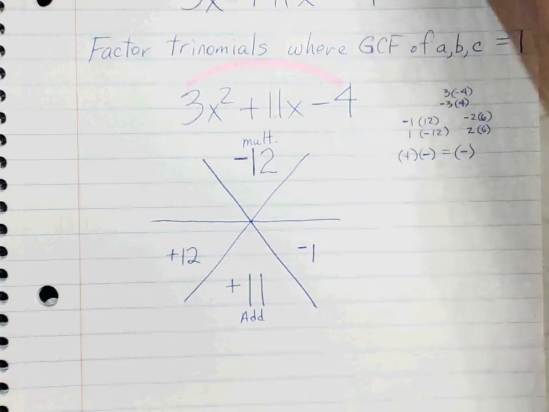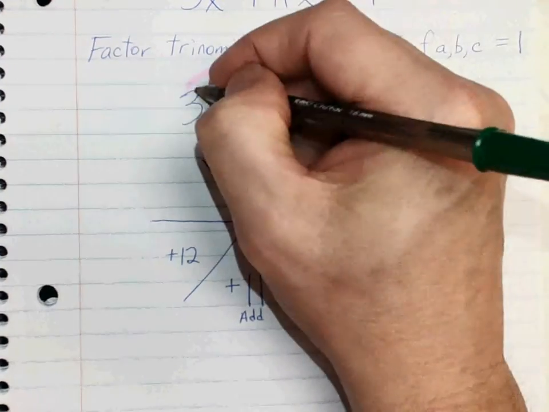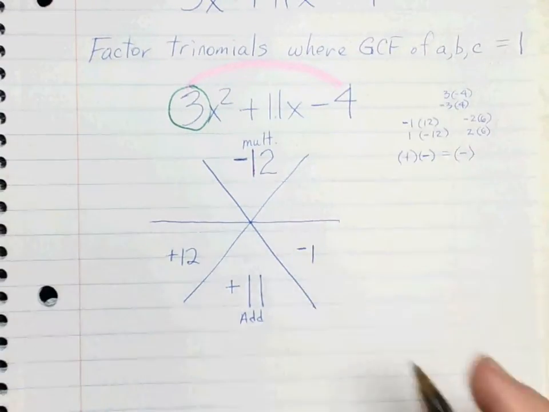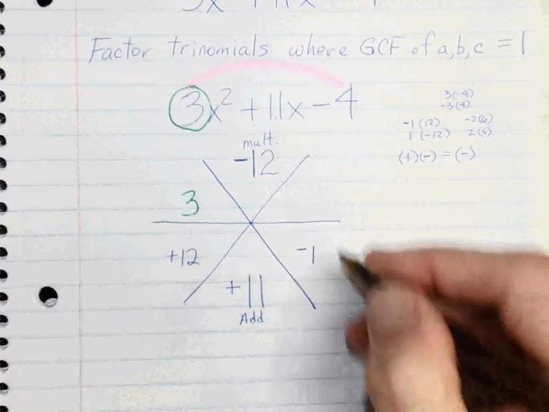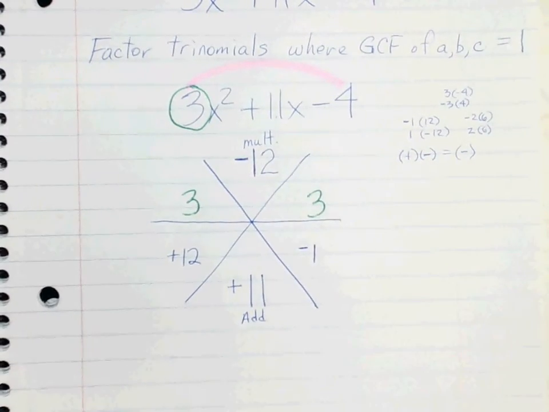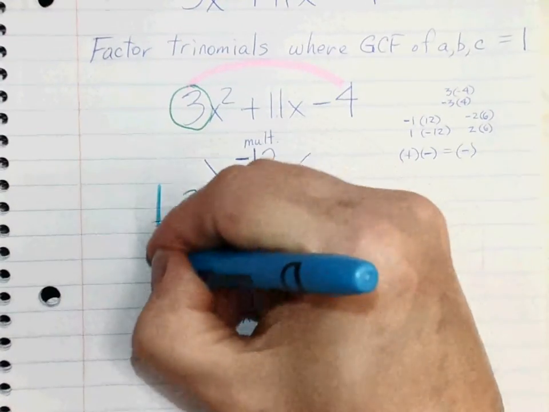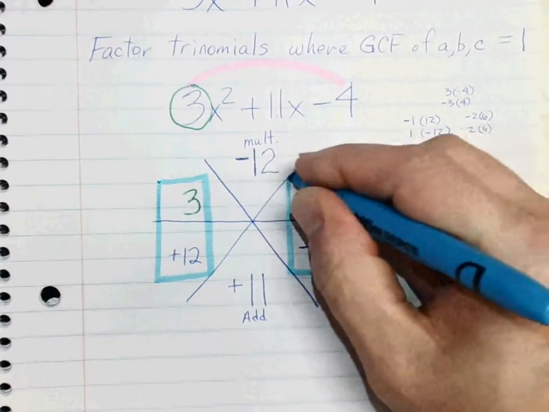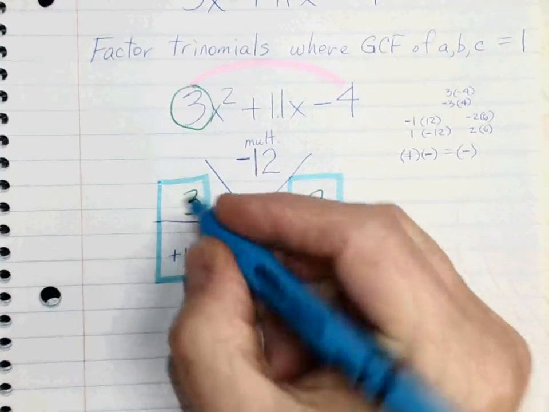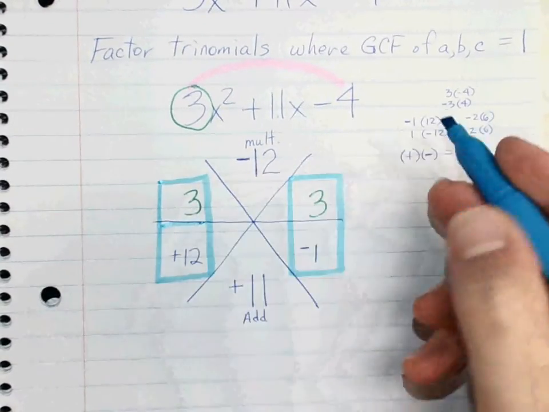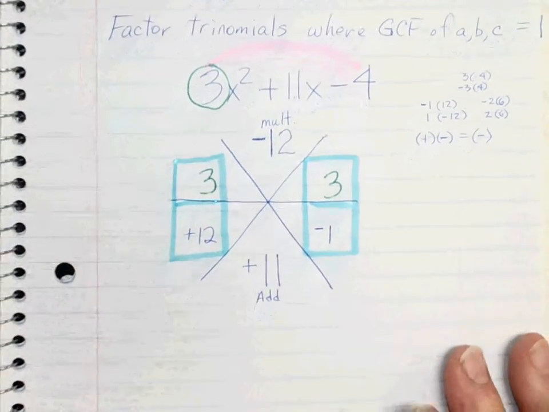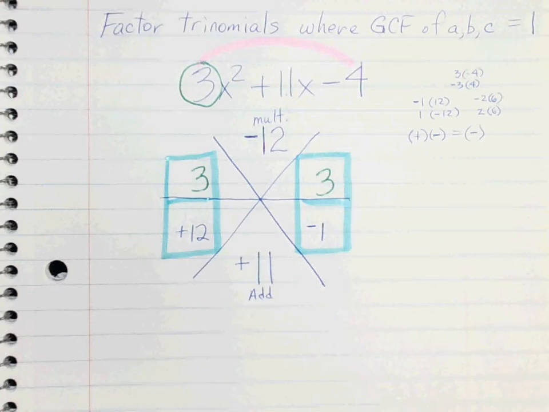Now I'm going to go back to the original problem, and I'm going to steal a. I'm going to take a, and I'm going to put it in the two remaining spots. Here and here. And now all of my focus is going to turn to these two boxes. And in a way, they look like fractions, right? This looks like 3 over 12, and this looks like 3 over negative 1. And that's what I want you to do. I want you to think of these as fractions, okay?